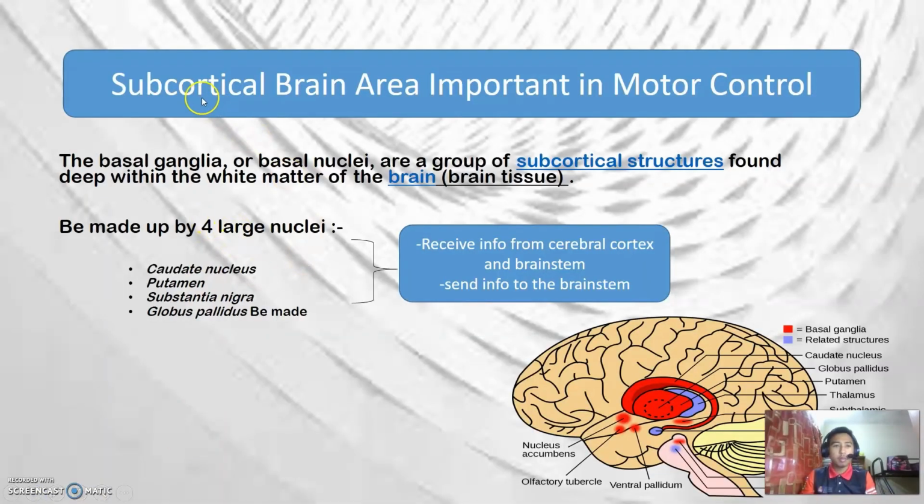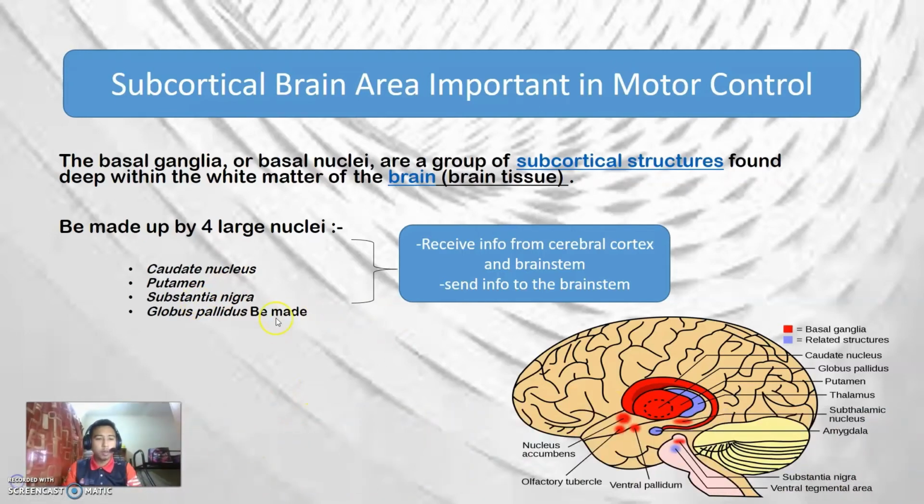I will start with the subcortical brain areas that are important in motor control. The first one is the basal ganglia, or basal nuclei, a group of subcortical structures found deep within the white matter of the brain, made up of four large nuclei: the caudate nucleus, putamen, substantia nigra, and globus pallidus. All of these four large nuclei receive information from the cerebral cortex and brainstem, and then send information to the brainstem. As you can see, the red area is the basal ganglia, and the blue one is related structures.